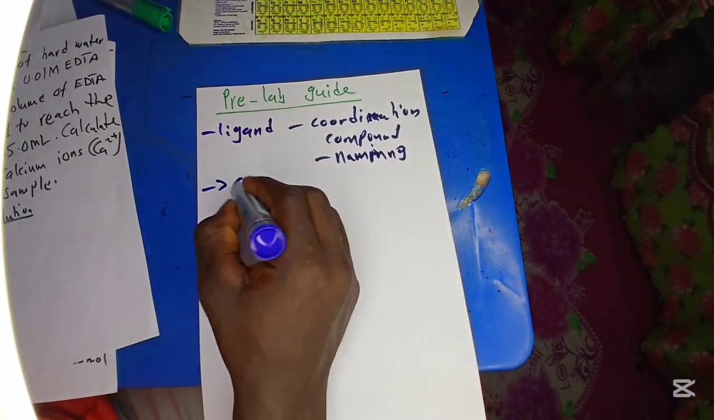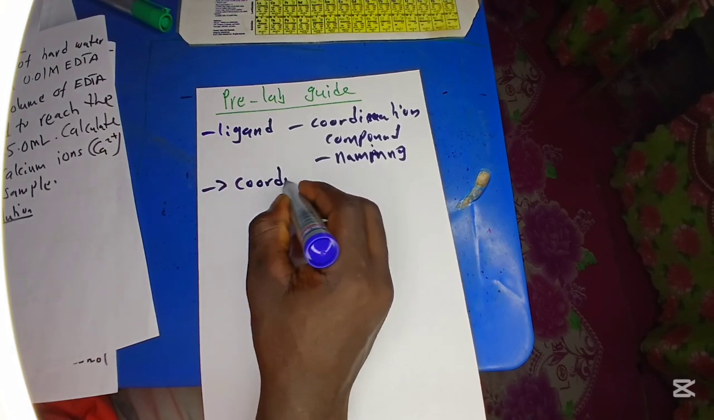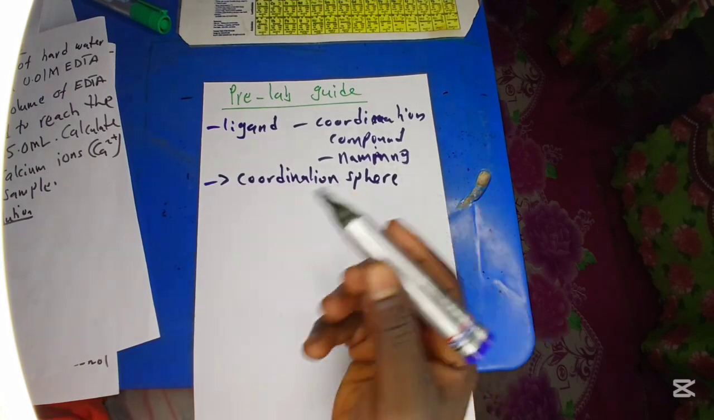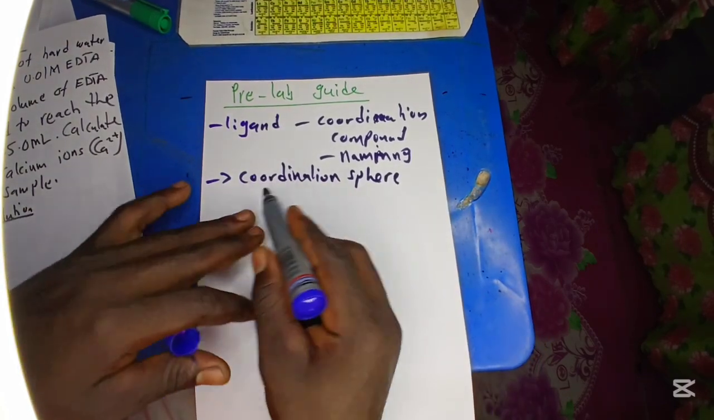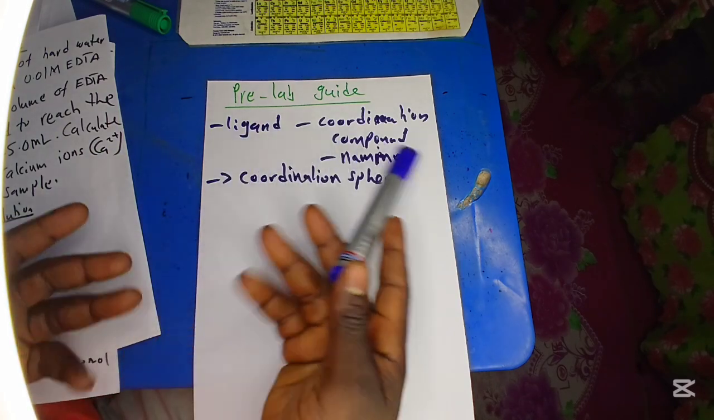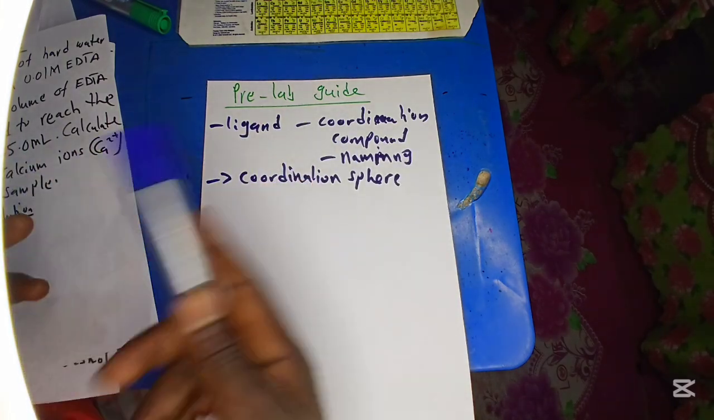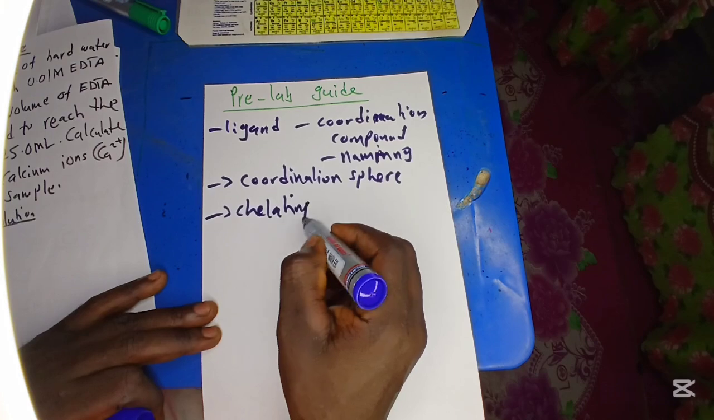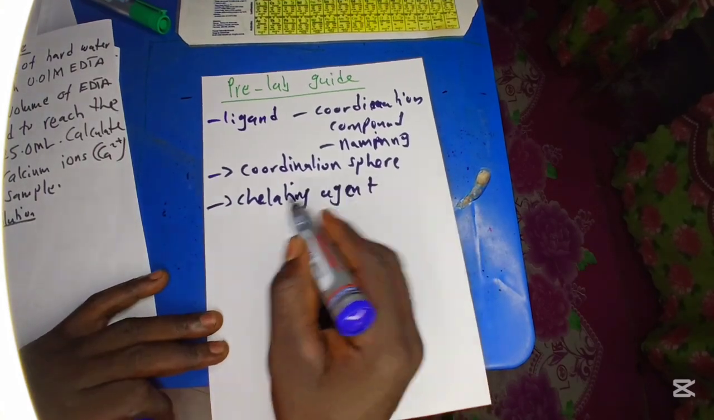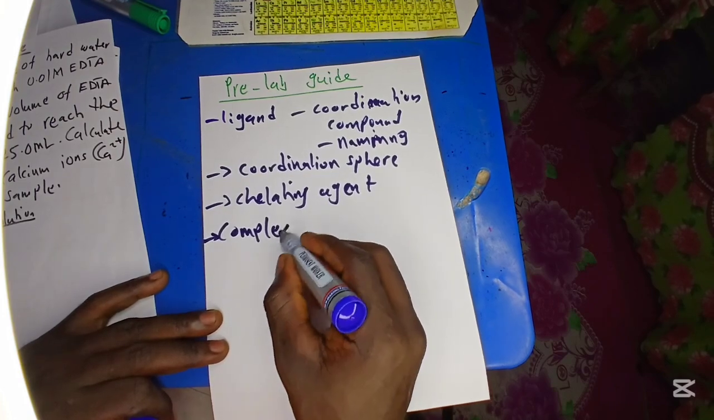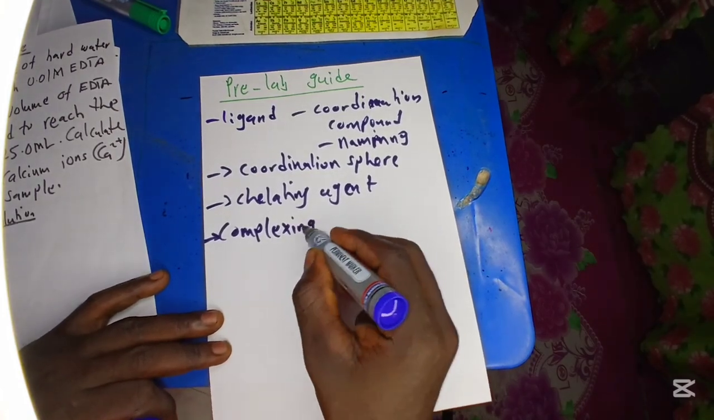And you should know what coordination sphere is. The coordination sphere is just simple, the metal atom together with its surrounding ligands. And you know what a ligand is, any atom or ion that is directly bonded to a central metal atom in a coordination compound. You should be able to define that. And what a chelating agent is, complexing agent, like I even explained this at the beginning of the video.